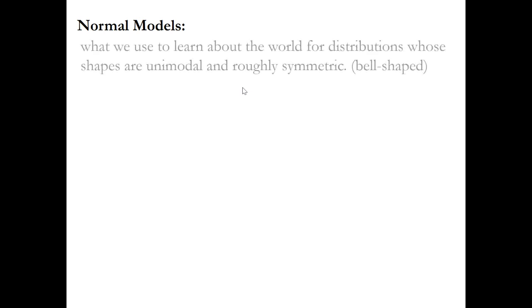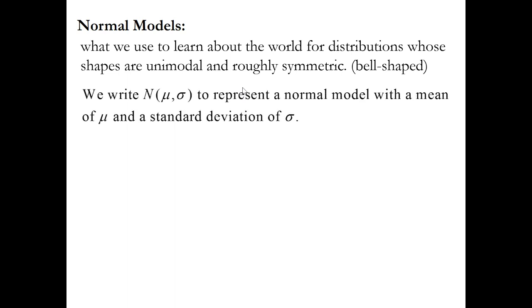Now, we're going to move into the normal models. The normal model is very powerful because we can use it whenever we have a distribution which is unimodal and roughly symmetric. It's called the bell shape, sometimes called the bell curve. We write capital N, parentheses, the population mean, comma, the standard deviation. That's a shorthand notation for a normal model with a mean of mu and a standard deviation of sigma.